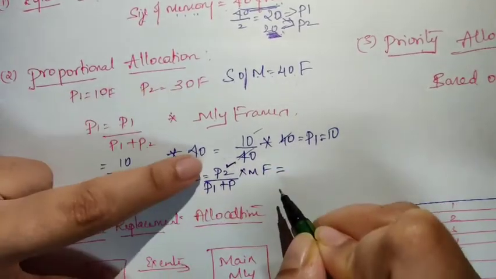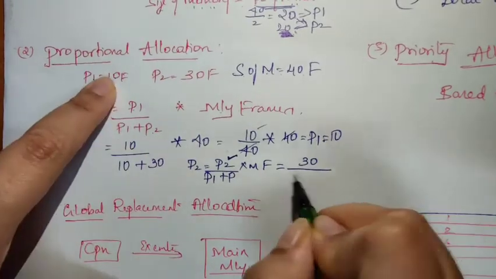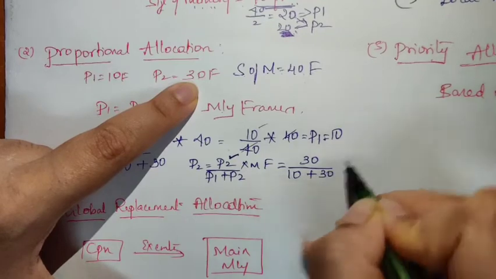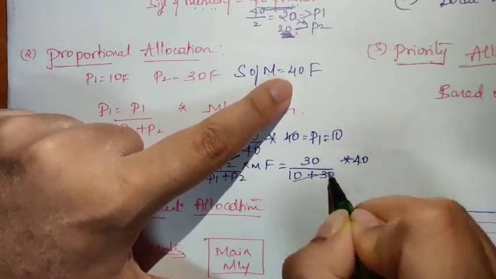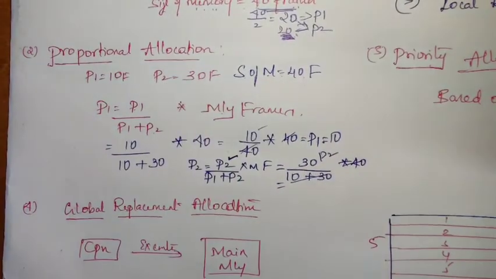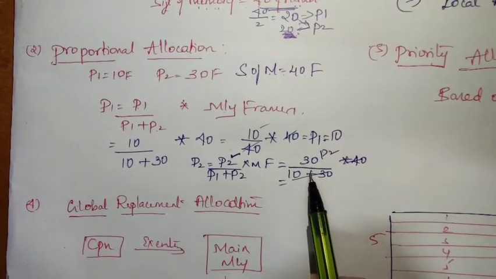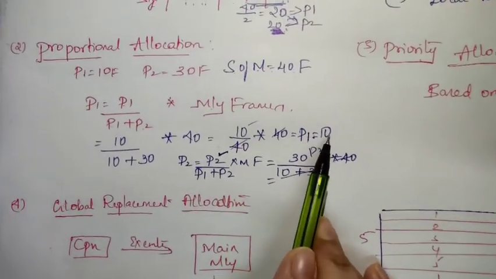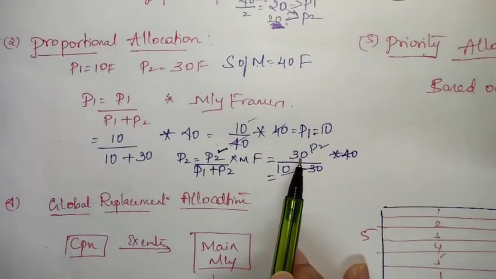Just look at this formula: P2 requires 30, divided by P1 which is 10 plus P2 which is 30, times the memory frames. The size of the memory frames is 40. In the same way, it is going to be cancelled. For P2 we are allocating 30 frames. So 30 frames will be allocated for the process P2. Here we are not wasting any frames. For the process P1 we are allocating 10 frames, and for the process P2 we are allocating 30 frames. So we are not wasting any frames.